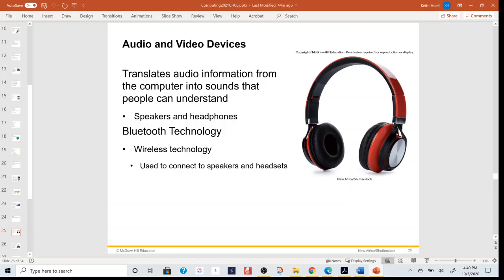Audio and video devices. An audio and video device would translate audio information from the computer, and a video device would transfer video information. Anyway, we're looking at audio devices right now. An audio device for a computer would be something like headphones. Bluetooth is a technology that facilitates wireless communication with, say, headphones. So you can connect your headphones to your mobile phone, to your laptop, to your desktop using something called Bluetooth.